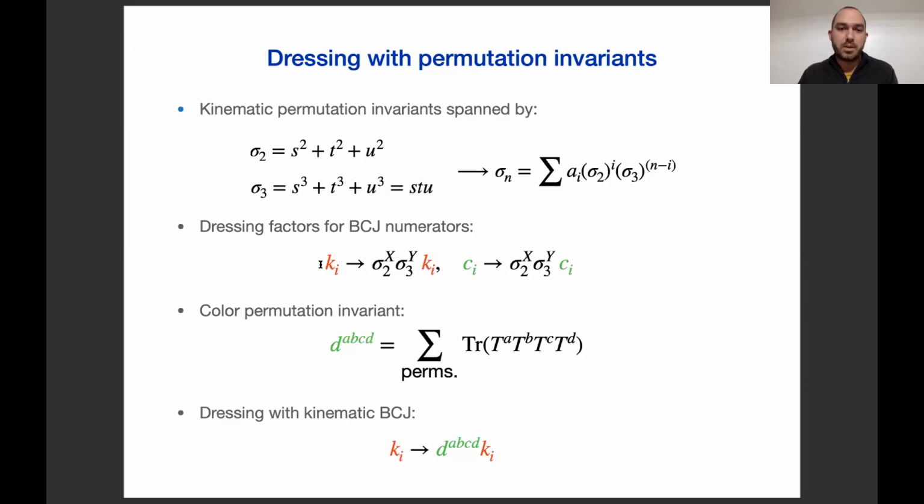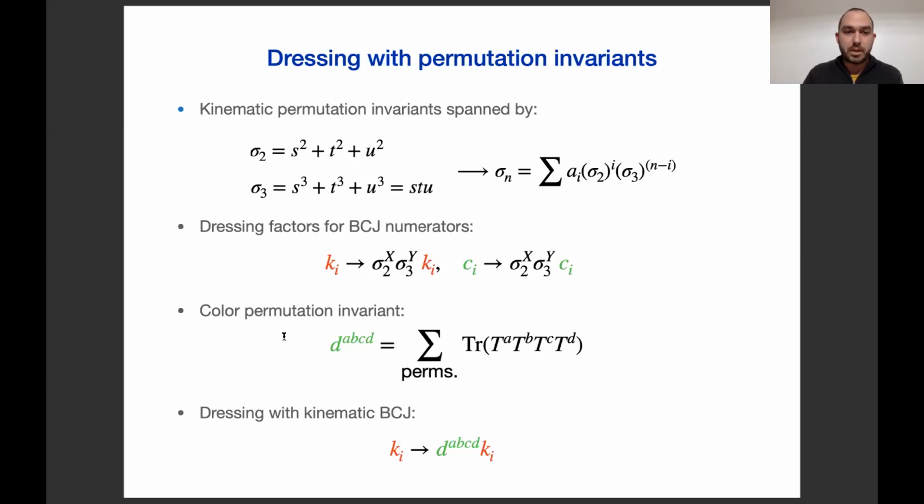And that's because here, if K is a BCJ numerator, then so is this combination, because the sigmas just go along for the ride in the Jacobi relations and anti-symmetry. And similarly, you can do something a bit stranger. You can take a color factor and address it with the same kinematic invariance. And again, this whole combination is now Jacobi satisfying and anti-symmetry satisfying.